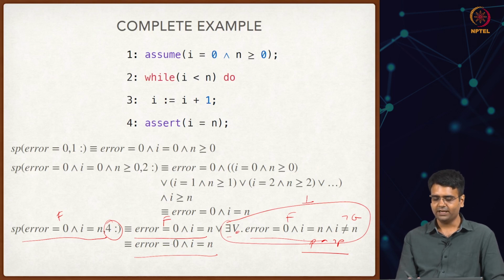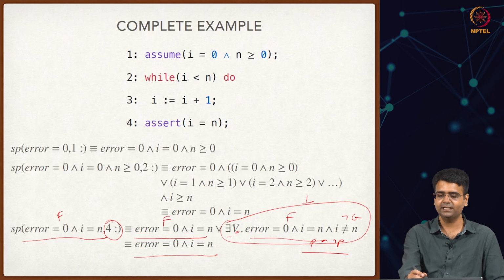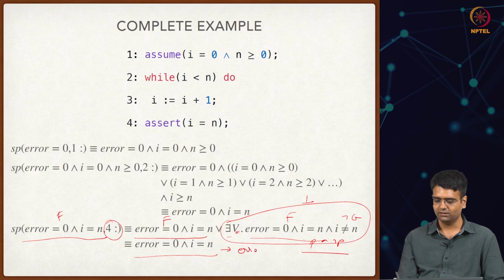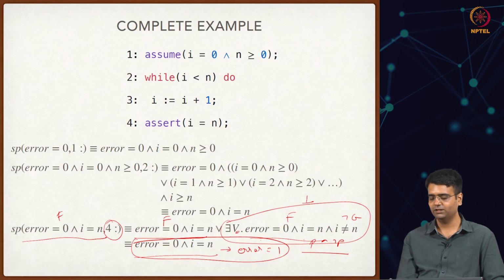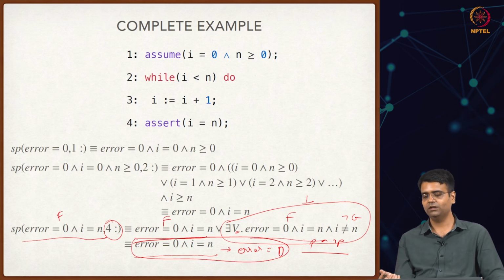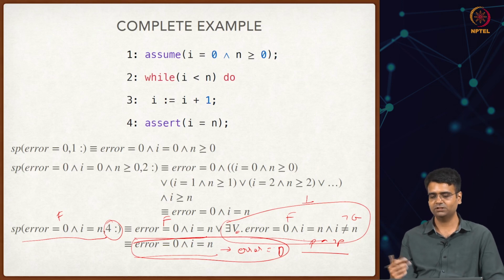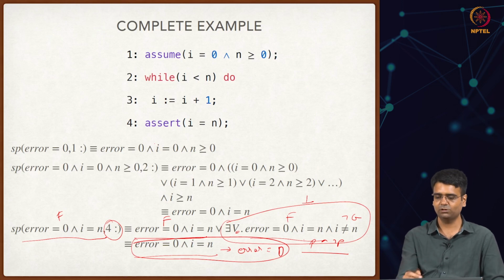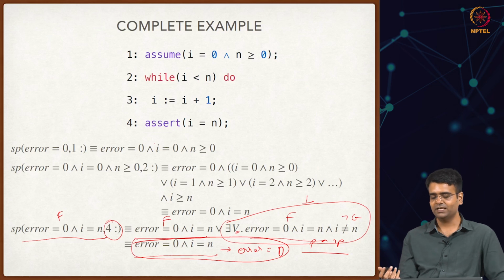Okay. And this is the strongest post condition for the entire program, and you can see that this particular formula actually implies error is equal to 0. So this formula is valid: error is equal to 0 and i is equal to n implies error is equal to 0. So because this formula is valid, therefore this program is safe, and therefore you will never get an assertion violation. Okay. So this is the end-to-end computation of the SP procedure and also how to use the SP procedure for verification. Of course, this example also demonstrates that the SP procedure may not terminate.